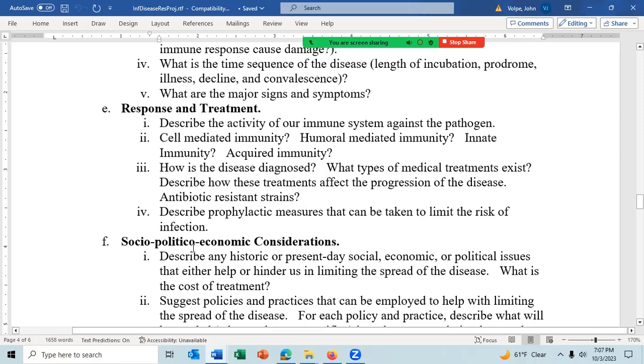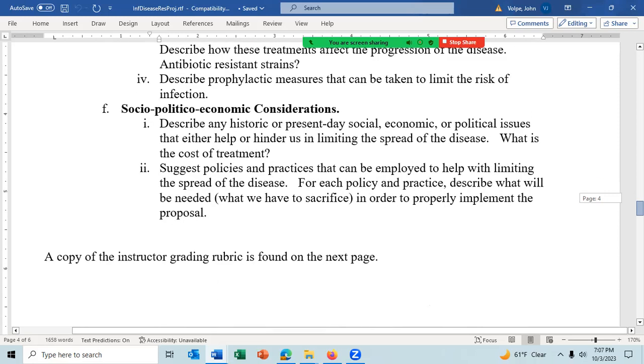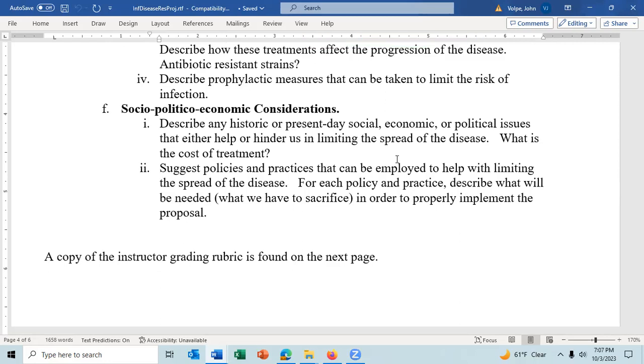And then lastly, talk about the socio-political and economic considerations. Display any historic or present-day socio-economic or political issues that either help or hinder us in limiting the spread of disease. You can talk about the cost of treatment, and suggest policies and practices that can be employed to help with limiting the spread of disease.